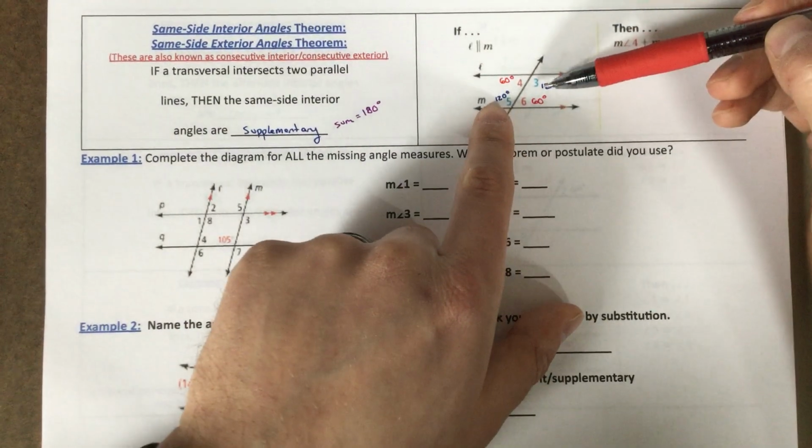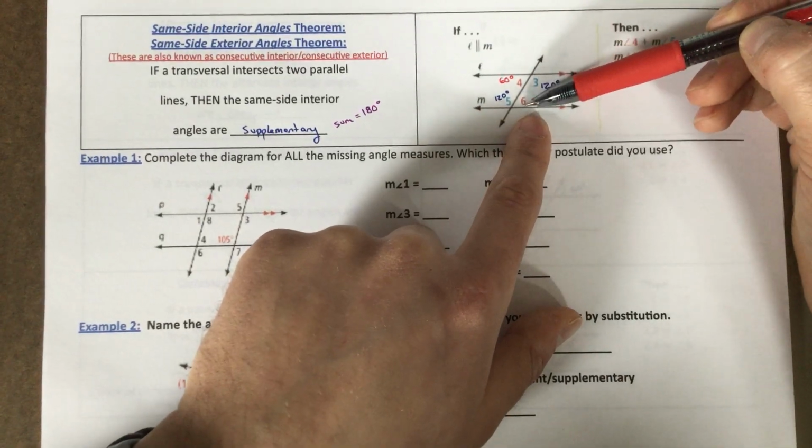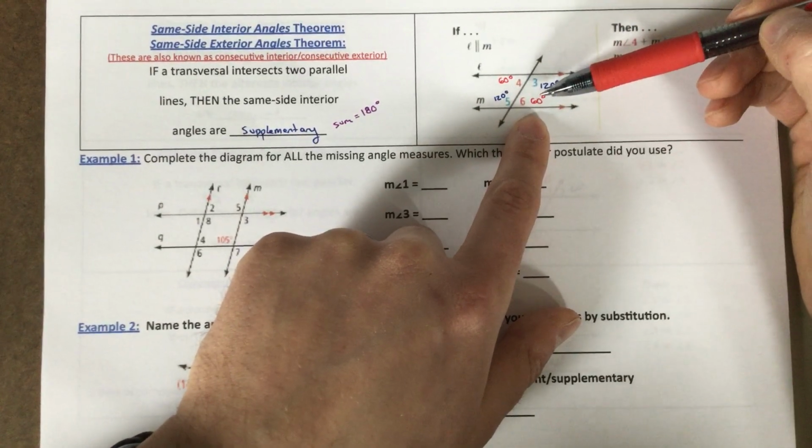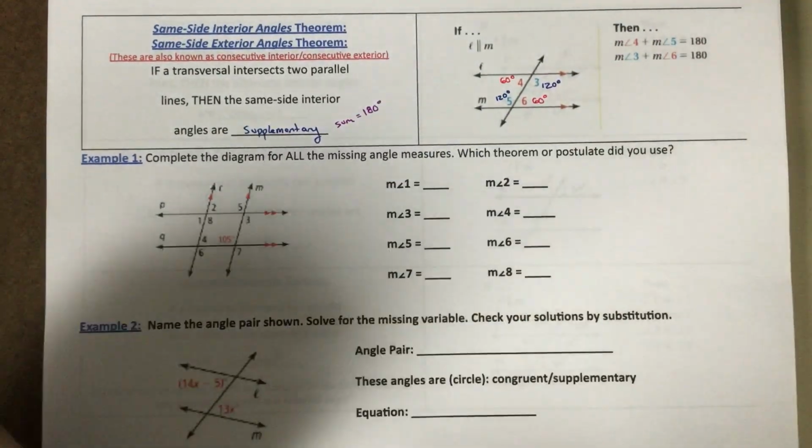And before I was filling this out as if it was alternate interior, but I could have just found angle 6 before writing angle 5. So these would be supplementary to each other. These are supplementary to each other.